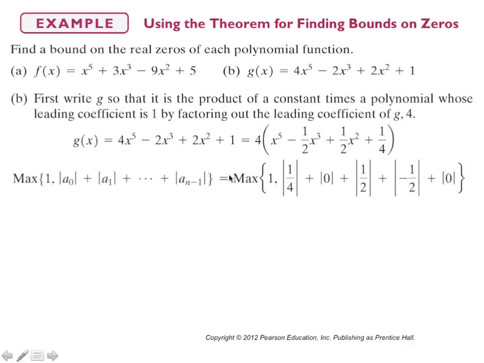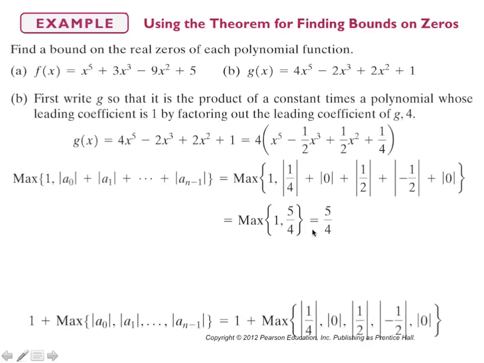First, we want to find the maximum between 1 and the sum of the absolute values of our coefficients. In our case, we have 1/4, 1/2, and negative 1/2, absolute values of those. If we add 1/2 and 1/2, that gives us 1, plus 1/4 gives us 5/4. So the maximum between 1 and 5/4 is just 5/4.